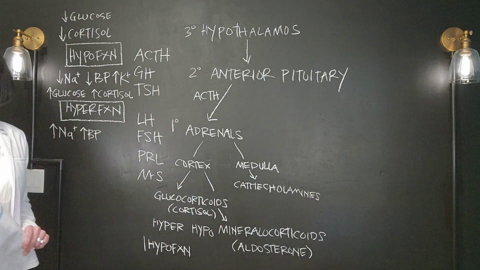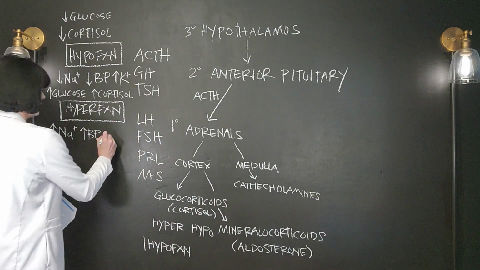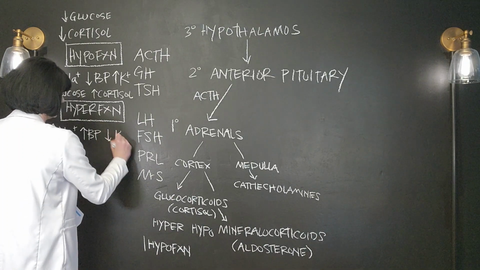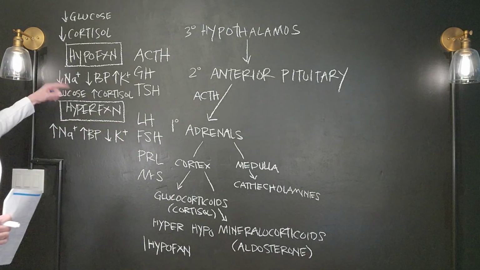And again, the mineralocorticoids are also used to excrete potassium out of the kidneys. It's that hyperfunction. Guess what's going to happen? It's going to excrete a lot of it. So we are going to have low potassium. Okay?